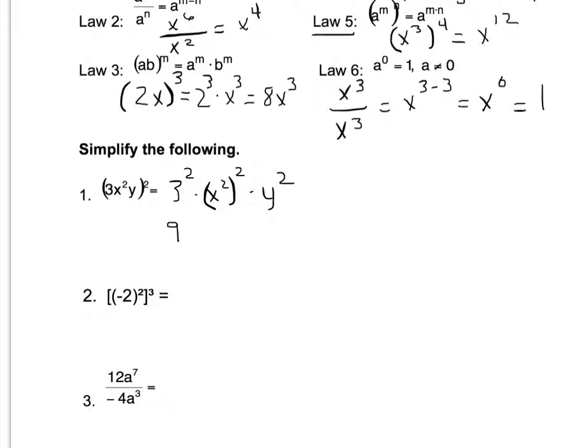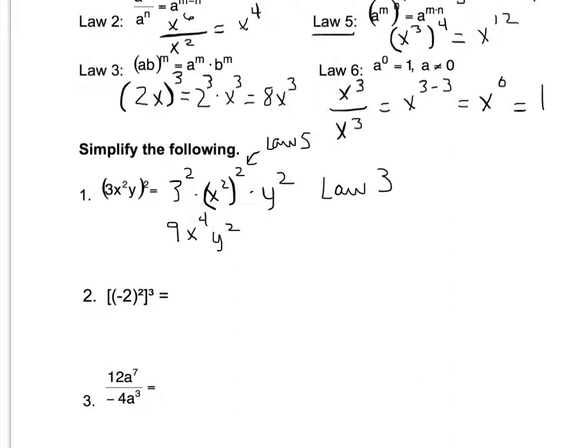X squared squared, I have a power raised to a power, so I multiply those exponents, and that gives me x to the fourth, y squared. Okay, so we used a couple of different laws there. We had to use Law 3 when we took everything in the parentheses and rewrote it with each factor being raised to the second power. But then we used Law 5 right here when we saw we had a power raised to another power.